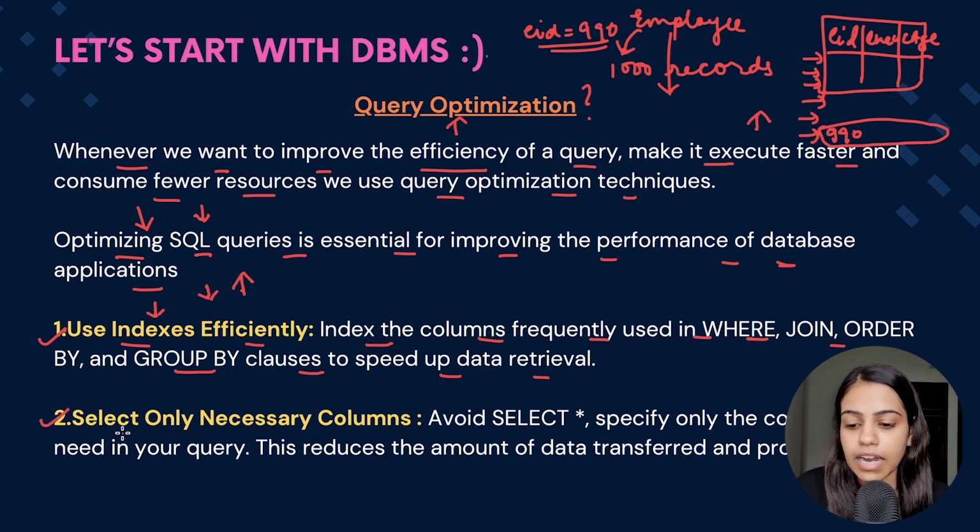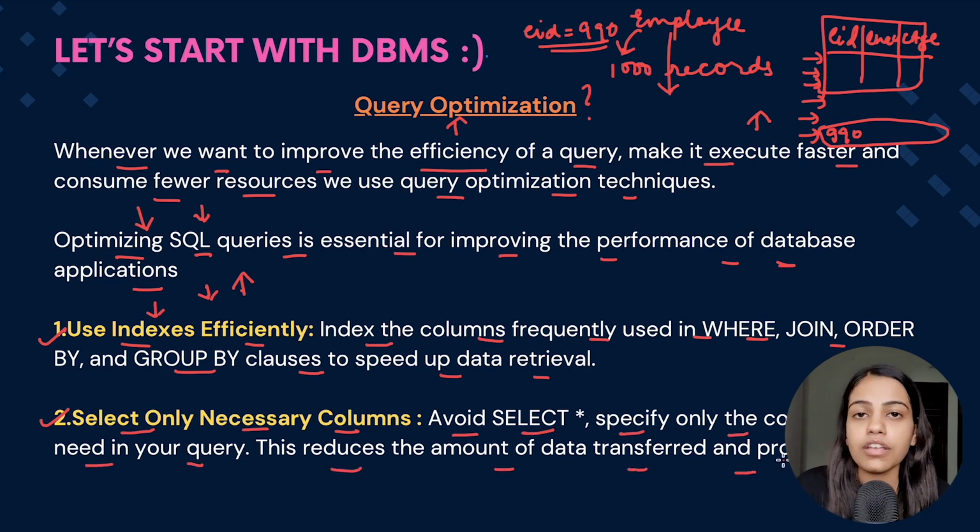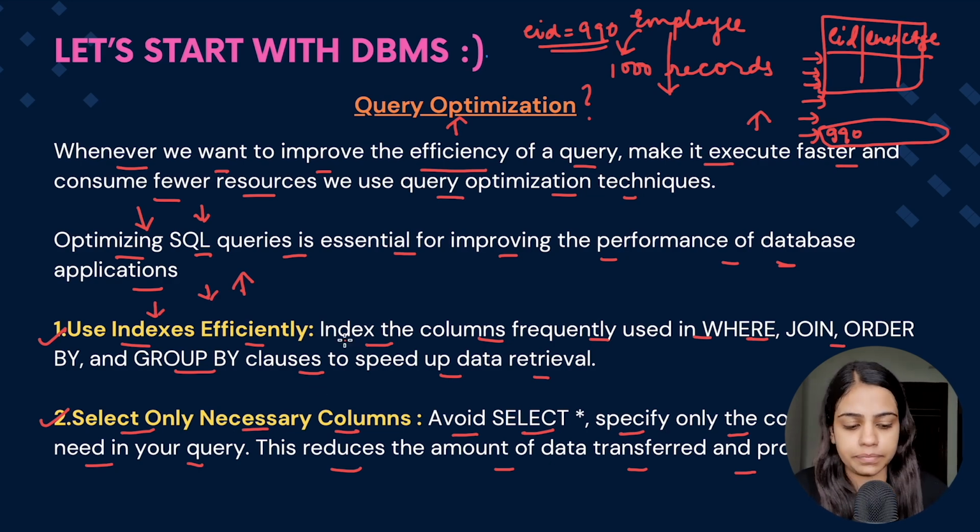Now coming to the second point, that is select only necessary columns. Avoid using select star, and select only the columns you need in your query. This reduces the amount of data transferred and processed. In most cases we use select star to fetch some of the details. But if we know that we have to fetch only some specific columns, it's better to provide the columns rather than providing a select star, which will fetch all the details or all the attributes present for that particular employee or for that particular XYZ entity. So we should take care that if we want only specific columns, it's better to use those columns with the select statement rather than using select star.